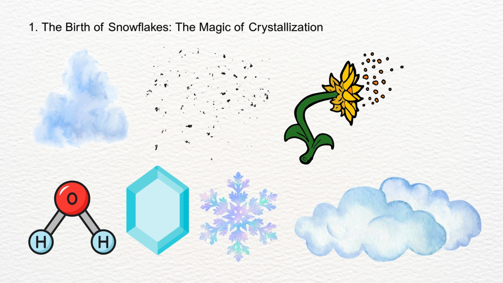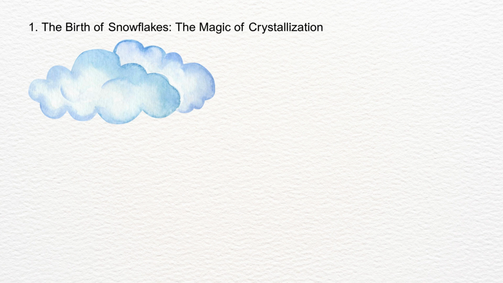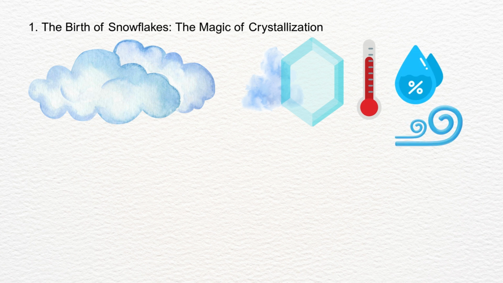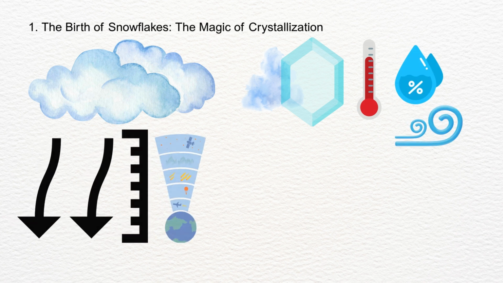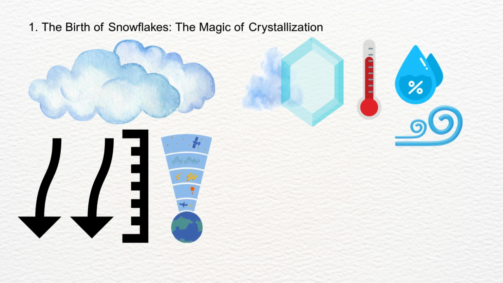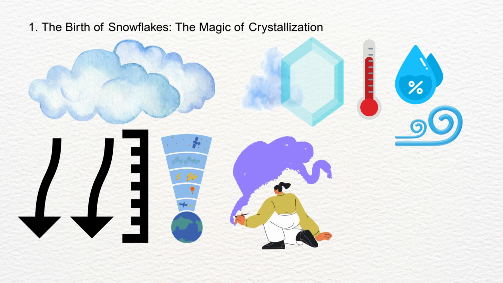But here's where the real magic begins. Each snowflake goes through a unique journey through the cloud. This journey takes place over a few minutes. As water vapor is added to the crystal, temperature, humidity, and air currents determine how it grows. For example, as a snowflake falls from a cloud to the ground, it passes through different temperature and humidity zones. Each zone changes the branching pattern of the crystal, like a painter's brushstrokes.